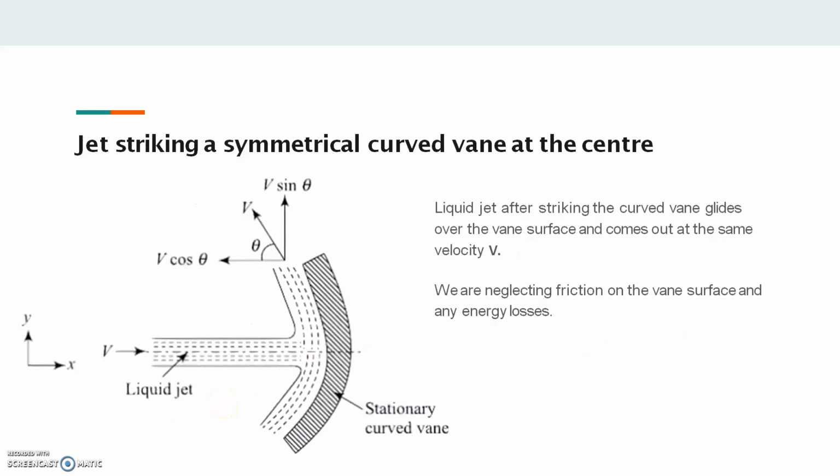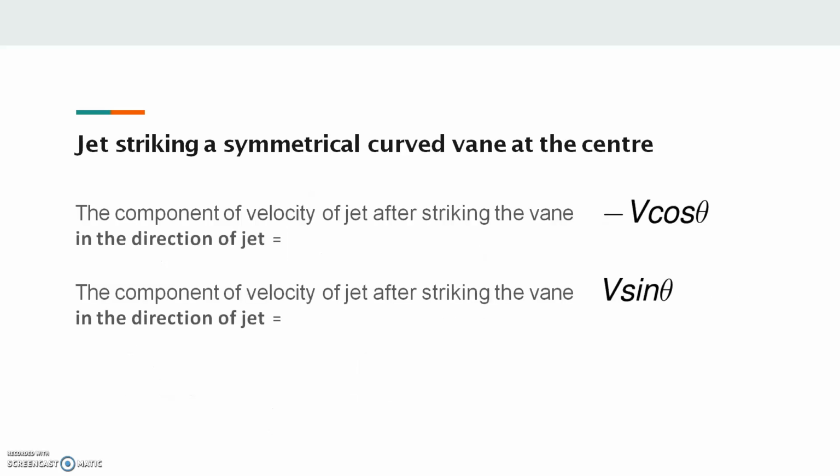Now, next you have to go for case 3, where you're talking about a jet striking a symmetrical curved vane at the center. You can see that now your vane or the plate is no longer straight or inclined. It's not a flat plate, it's a curved one. You call it a stationary curved vane. Now in this case, the liquid jet, after striking the curved vane, glides over the vane surface and comes out with the same velocity V. Here also, as in the previous case, we are neglecting friction on the vane surface and also all energy losses.